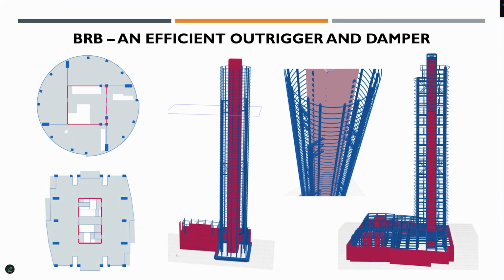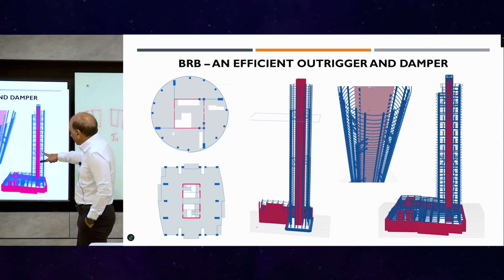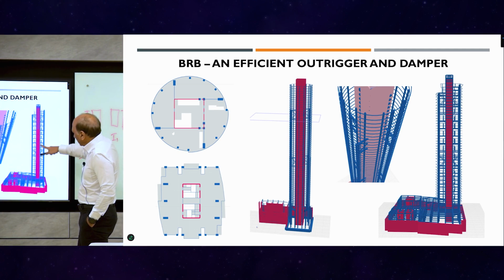You can see here, these are the BRBs. It's real buildings in Philippines. These are the BRBs. So sometimes you put the outriggers like this, not even a line, because depending on how the space is available. So these are all real buildings in Philippines where BRBs, there are two floors are used, one level here, one level here.